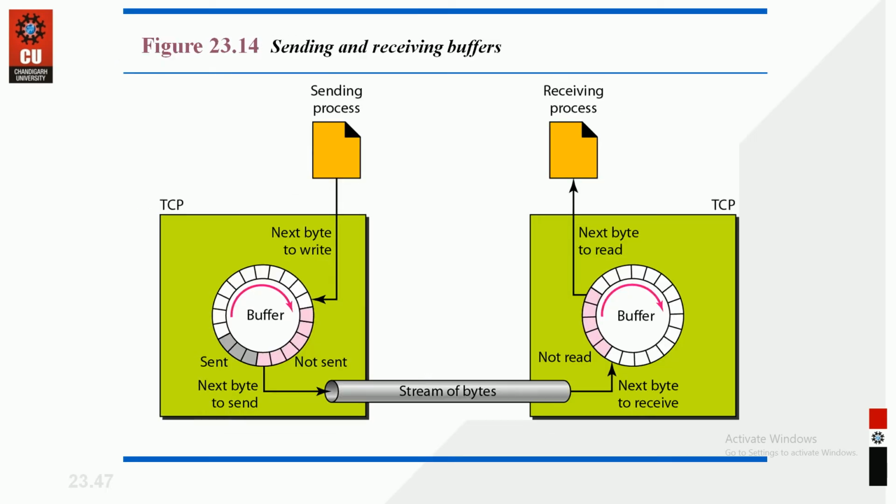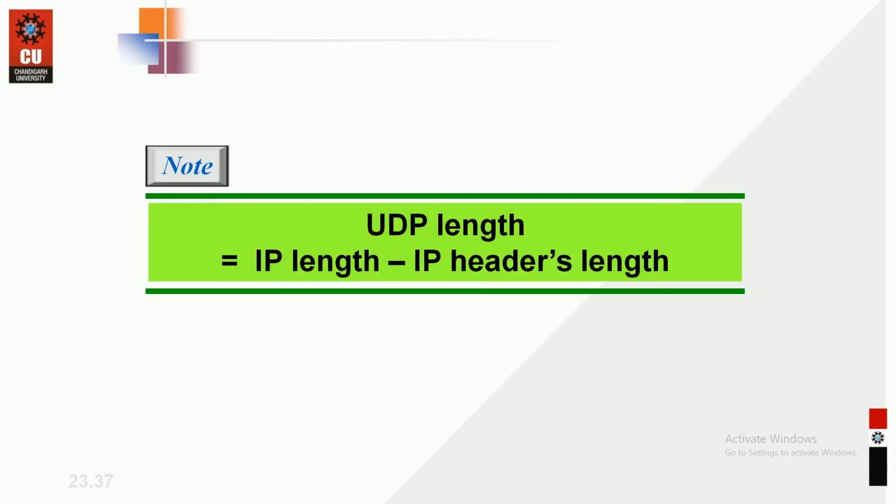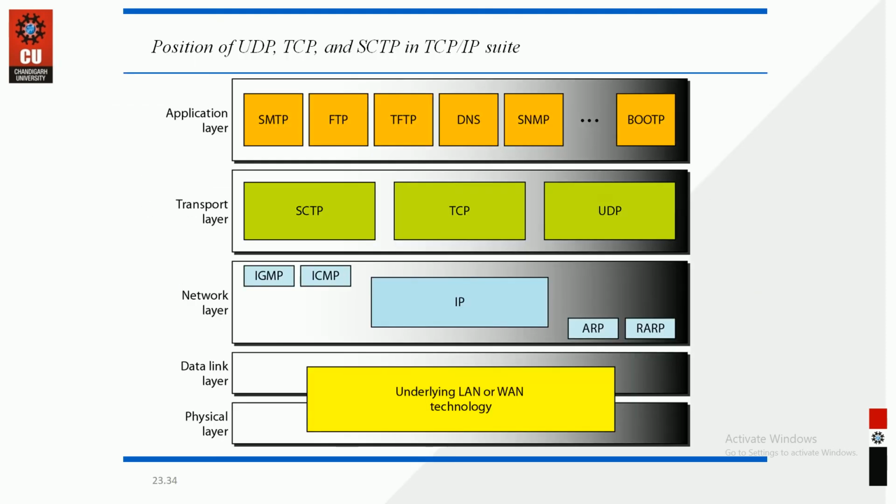Now in today's lecture our point is on the protocol with the name of UDP, that is the User Datagram Protocol. TCP stands for Transmission Control Protocol, right? TCP is a connection oriented protocol. Connection oriented means that first we create the connection, then data is transferred, then we wait for the acknowledgement. This is how the TCP protocol works.